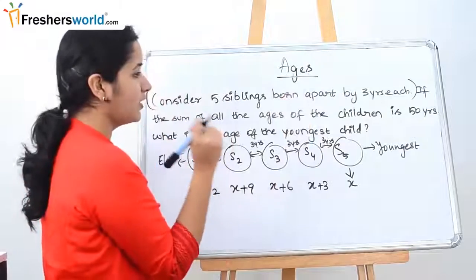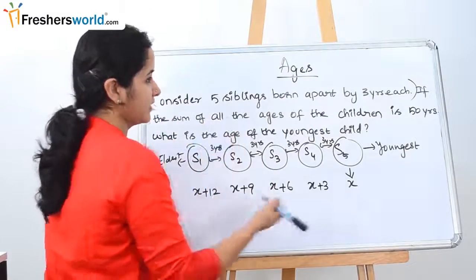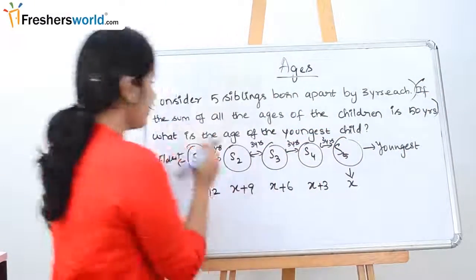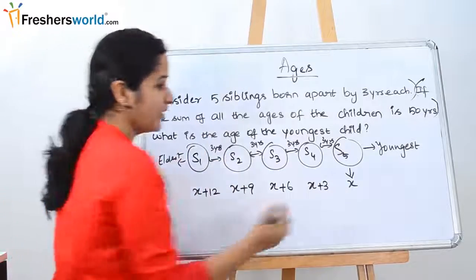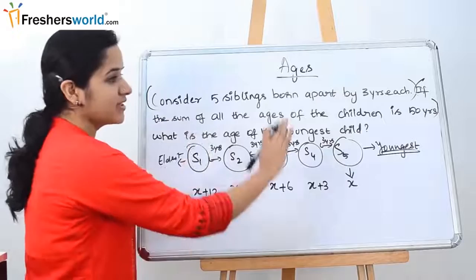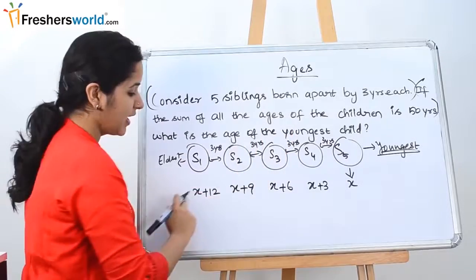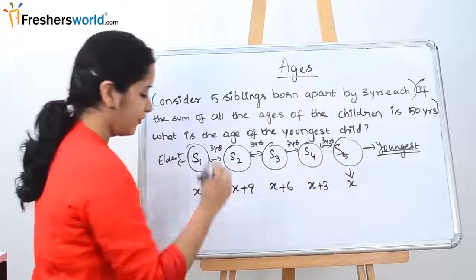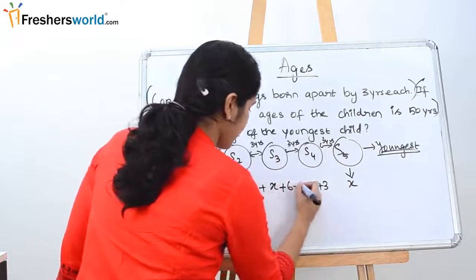If the sum of all the ages of the children is 50 years, what is the age of the youngest child? So we have to find is nothing but the youngest child. Now they are asking sum of all their ages is 50 years, which is nothing but addition of all this is going to be 50 years. So add it.